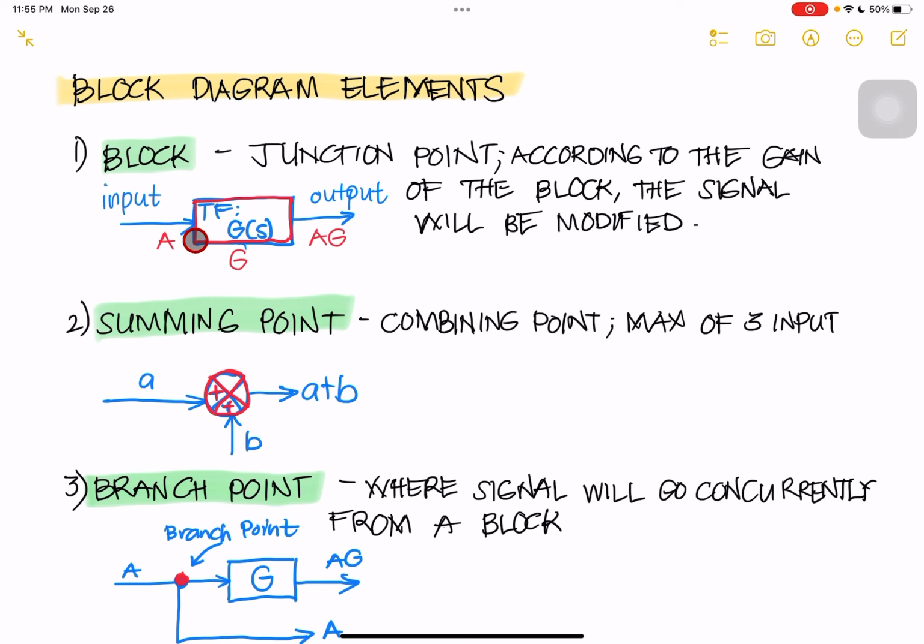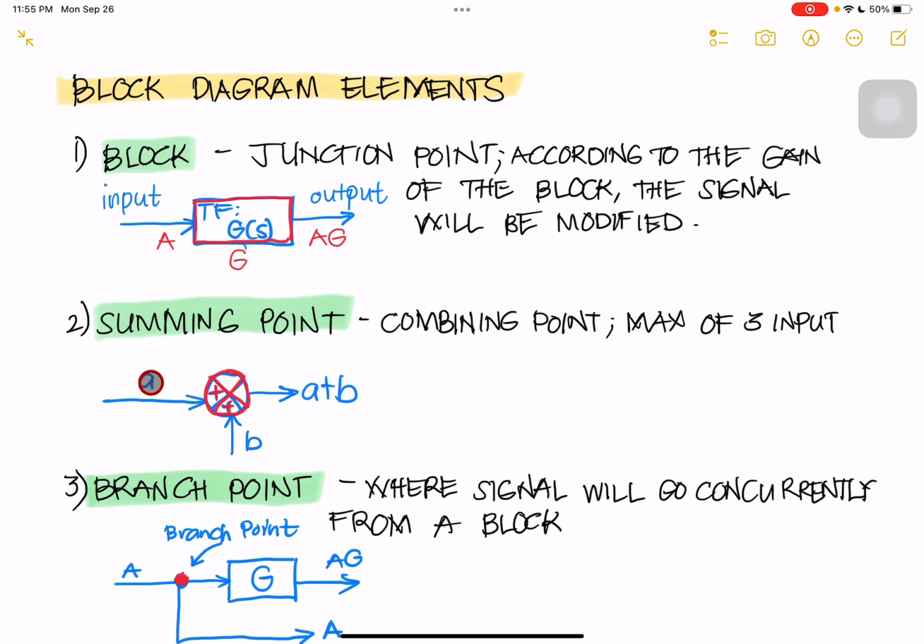Next, we have the summing point. The summing point is also called the combining point. It has a maximum of 3 inputs, and the fourth point is the output. That's why the maximum is only 3 inputs. It can be positive or negative. The representation is the circle with an X, which we call the comparator in our control system, right?